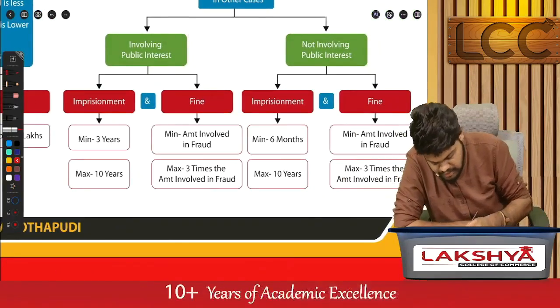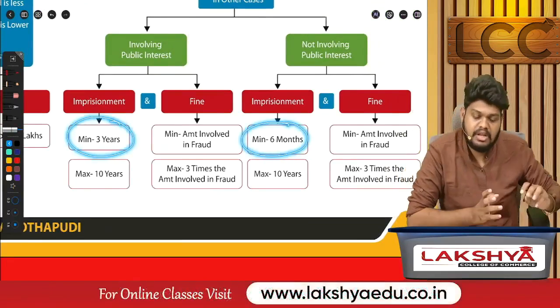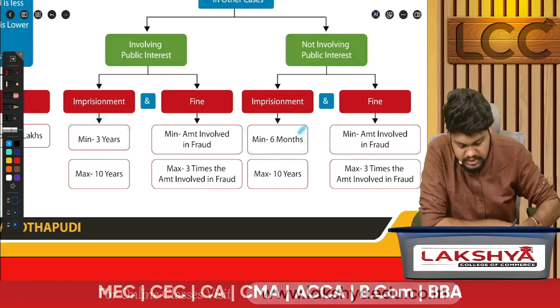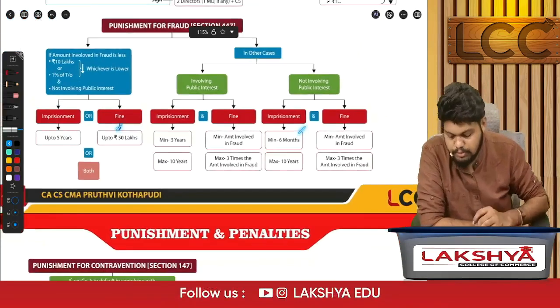If you compare both the provisions, the only difference you'll find is the minimum imprisonment. Minimum imprisonment if it is not involving public interest, 6 months. Minimum imprisonment if it is involving public interest, 3 years. The rest would be the same procedure.